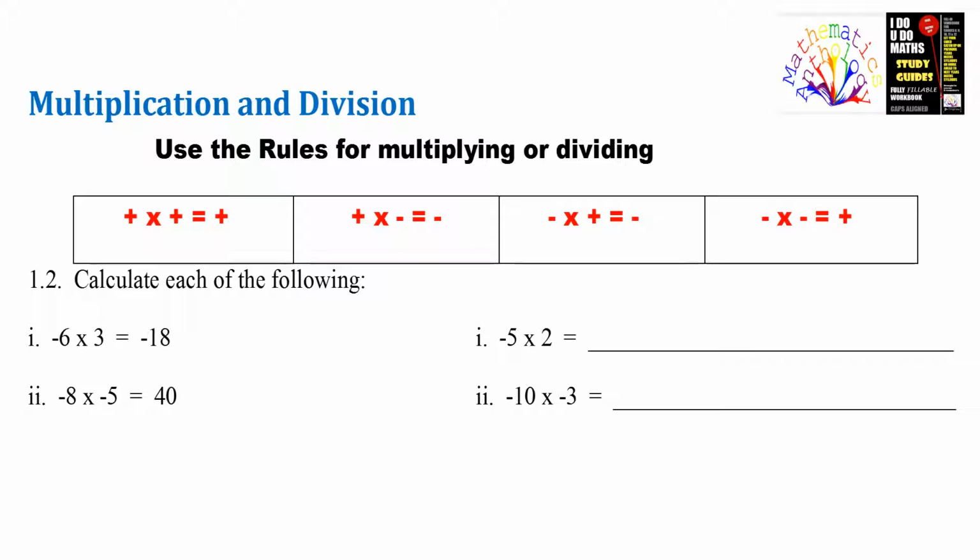If we look at the next example there, negative 8 times negative 5. A negative times a negative will give me a positive answer, and 8 times 5 will give me 40. So negative 8 times negative 5 will give me my answer of positive 40.